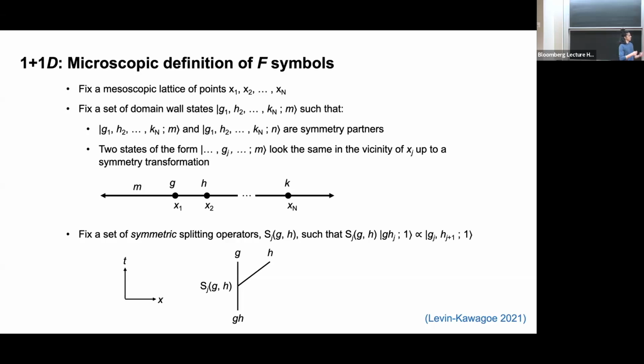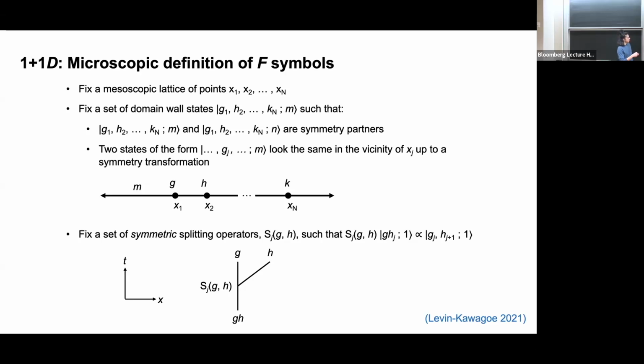Second, we want to fix once and for all a canonical set of domain wall states. So these domain wall states will be required to satisfy certain properties. First of all, every domain wall state away from these points x1, x2, etc., should look like one of the degenerate ground states, right? Then for each point, we associate a group element to each point x1, x2, etc. So we have G1. This is just saying that group element G is associated to point 1, and so on and so forth.